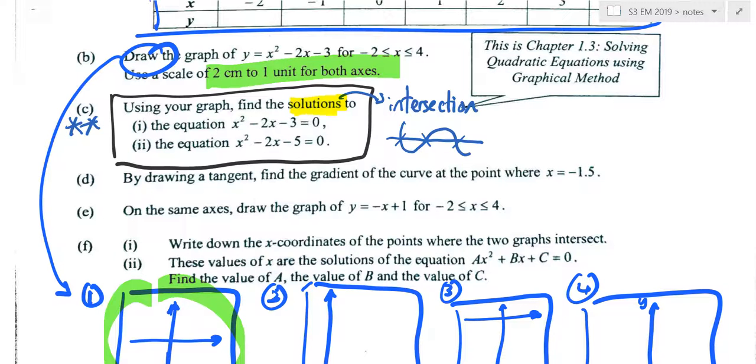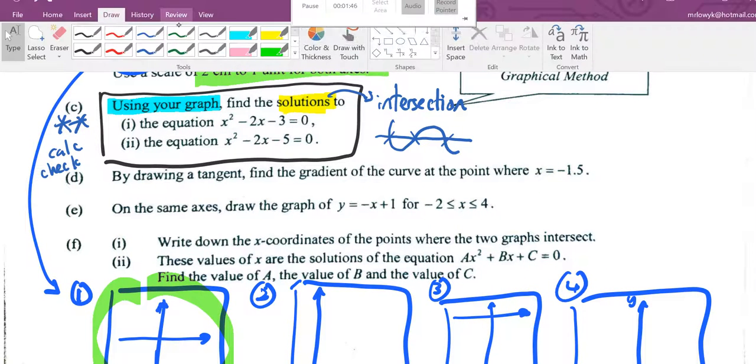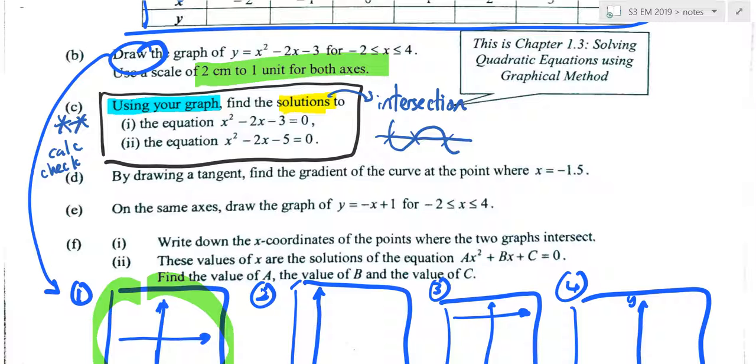And so now I will ask you, how do I solve? If you use mode 3 straight away, 0 marks, because the question says use your graph. So don't use calculator mode 3, but you can use your calculator to check. So now how to solve? First, I will write down the steps for you.